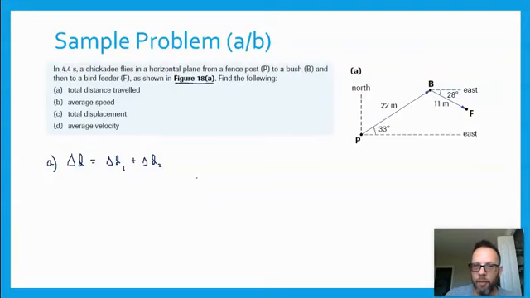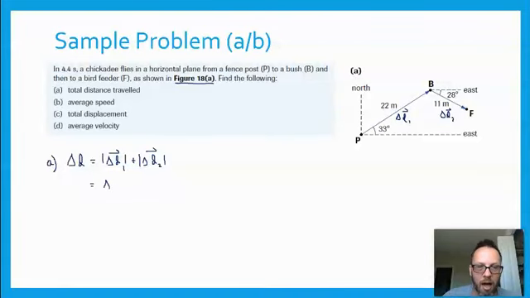Now, just as a little bit of notation, if I call that vector delta D1, so the first displacement vector, and this displacement vector, when I'm finding the total distance traveled, what I'm really finding is the magnitude of these displacement vectors. What we might refer to in math as the absolute value sign, we can also use to denote the magnitude of a vector.